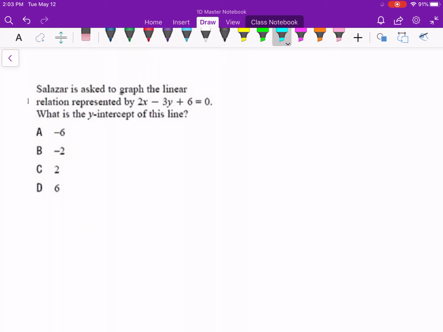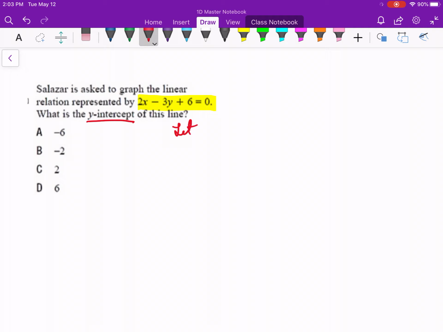So we have to read these questions carefully. It's not asking us to graph it. We could put it in slope y-intercept form if we wanted to graph it. We could get the x and y-intercepts if we wanted to graph it. But all this is asking us for is the y-intercept, which I could get either way. Probably the easiest way, though, if all I want is the y-intercept, is to let x equal 0.